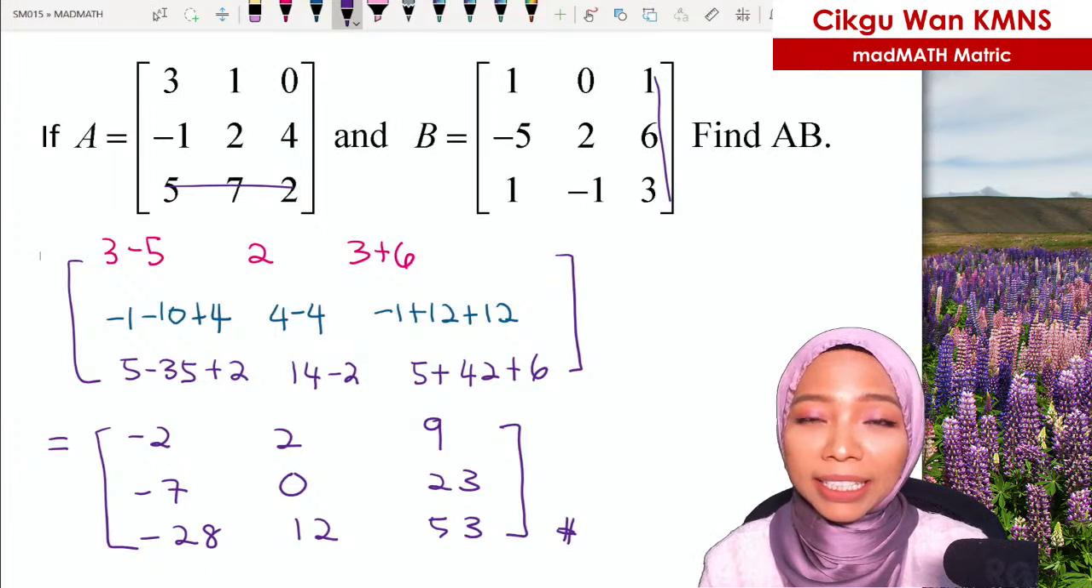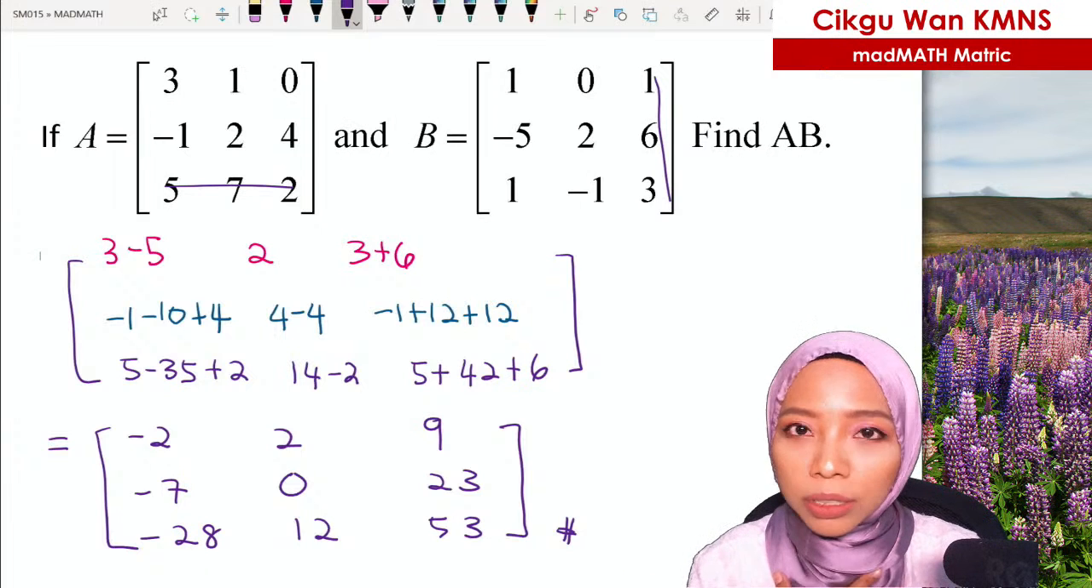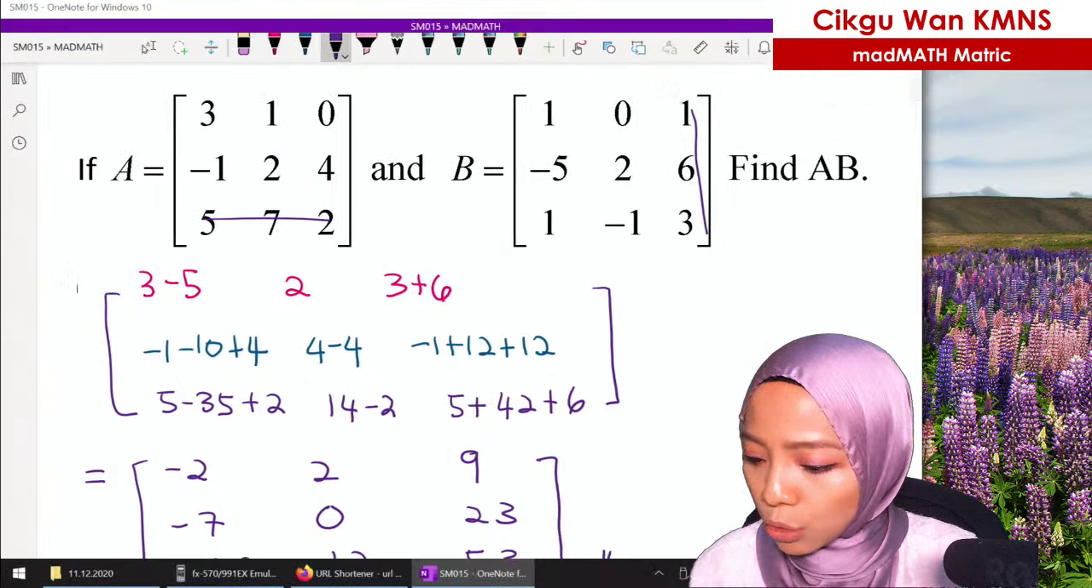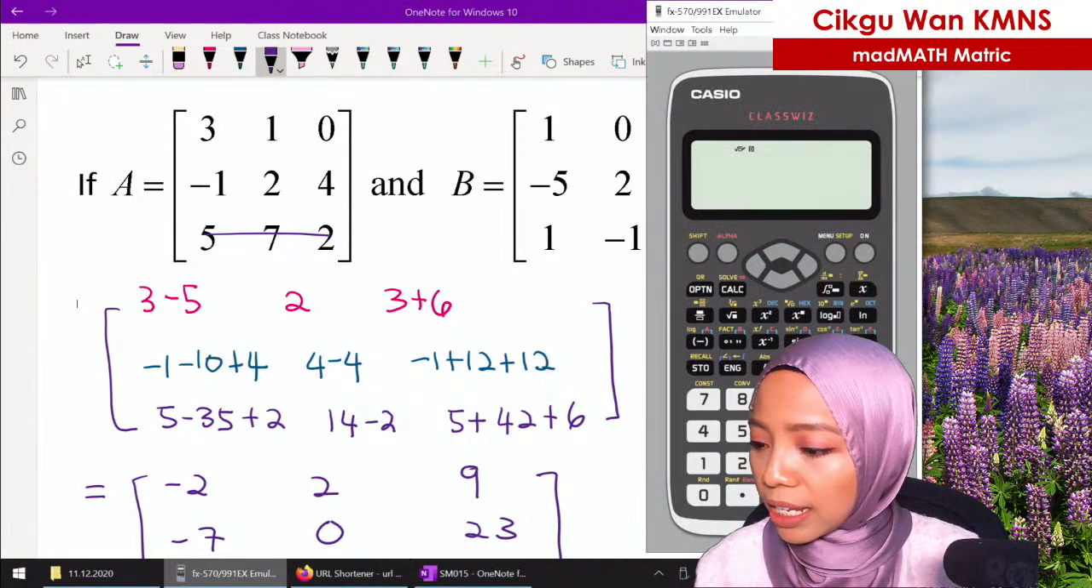Bila dalam exam kan, kita macam kelang kabut, kita tak tahu betul ke jawapan kita. So, you can bring your calculator. So, why don't you use your calculator to check your final answer?